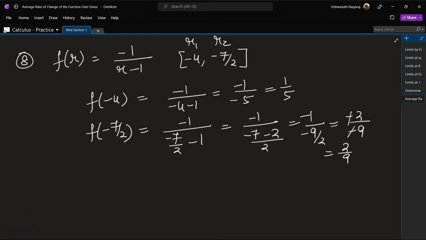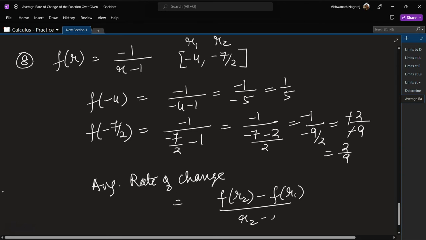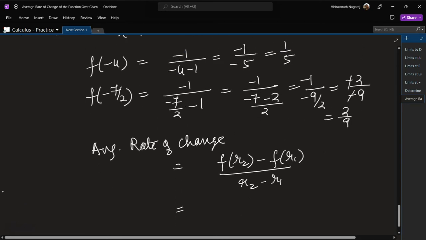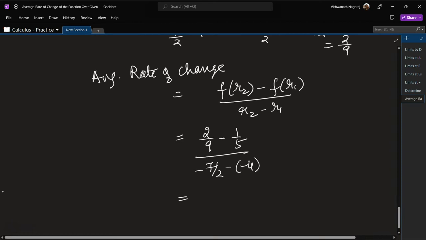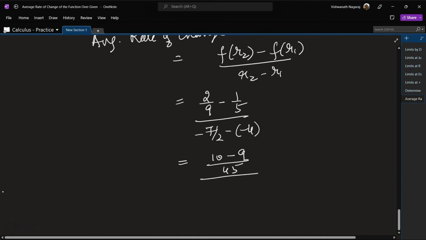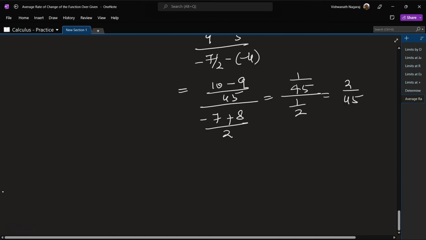Okay, so now again average rate of change is equal to f of r2 minus f of r1 by r2 minus r1, which is equal to f of r2 is 2 by 9 minus 1 by 5 divided by what? So r2 minus r1 is minus 7 by 2 minus 4, which is equal to 10 minus 9 by 45 divided by minus 7 plus 8 by 2. So this becomes 1 by 45 divided by 1 by 2, which is 2 by 45. Okay, ninth one.